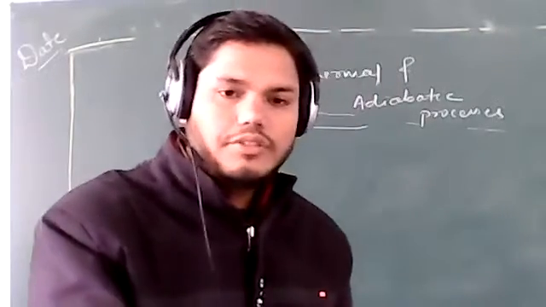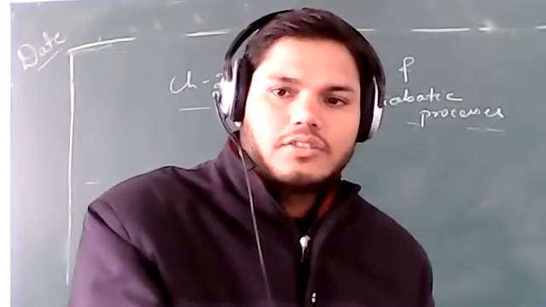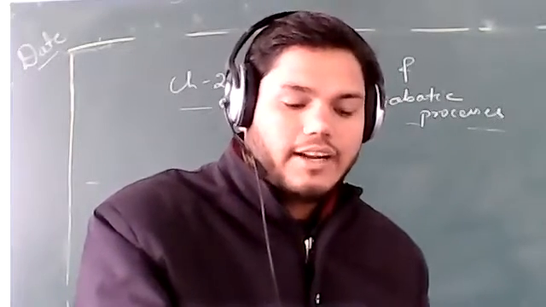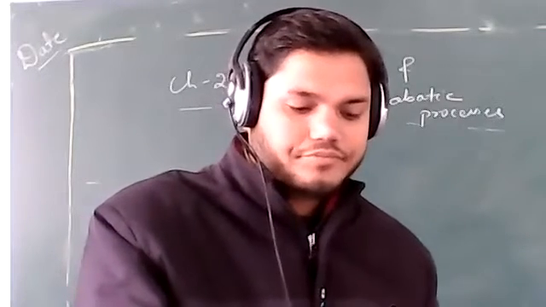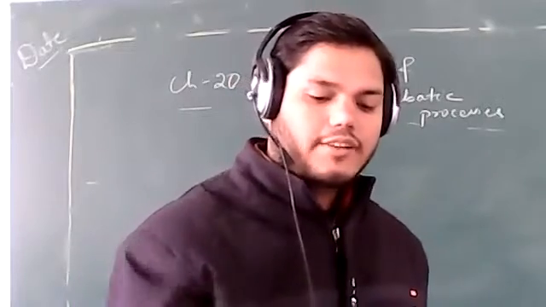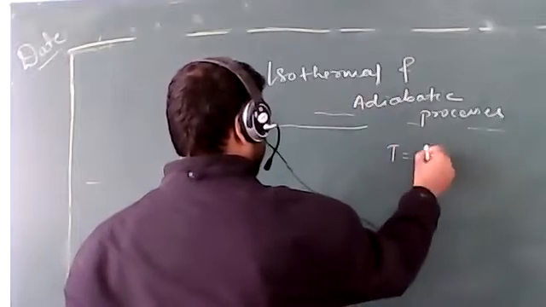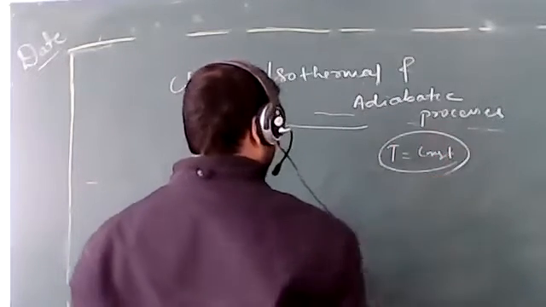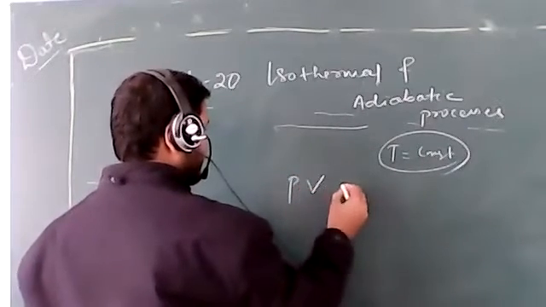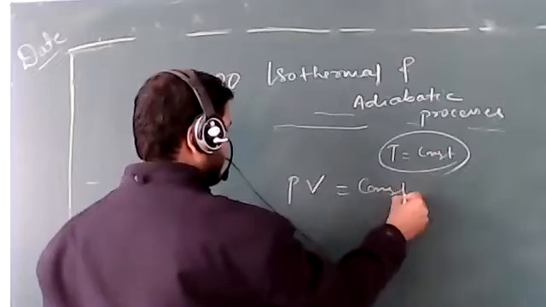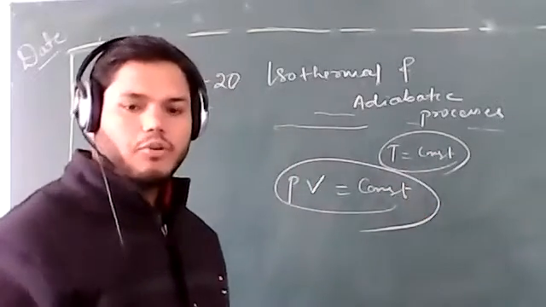The necessary condition for the isothermal process is that the material we are using should be perfectly conducting material. In this process, we keep the temperature constant. If the temperature is constant, then it also obeys Boyle's law. Boyle's law is PV equal to constant. So this isothermal process obeys Boyle's law also.